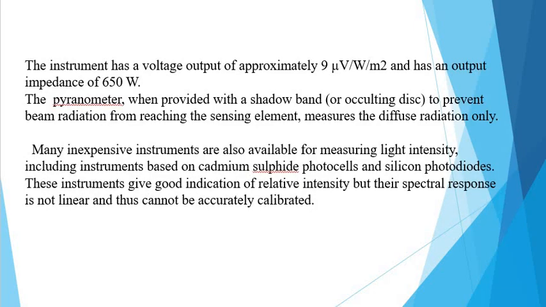The instrument has a voltage output of approximately 9 microvolt per watt per meter square and has an output impedance of 650 ohm. The pyranometer can be provided with a shadow band to prevent the beam radiation from reaching the sensing element, so it measures diffuse radiation only. Many inexpensive instruments are also available for measuring light intensity, including instruments based on cadmium sulfide photocells and silicon photodiodes. These instruments give a good indication of relative intensity, but their spectral response is not linear and thus they cannot be accurately calibrated.